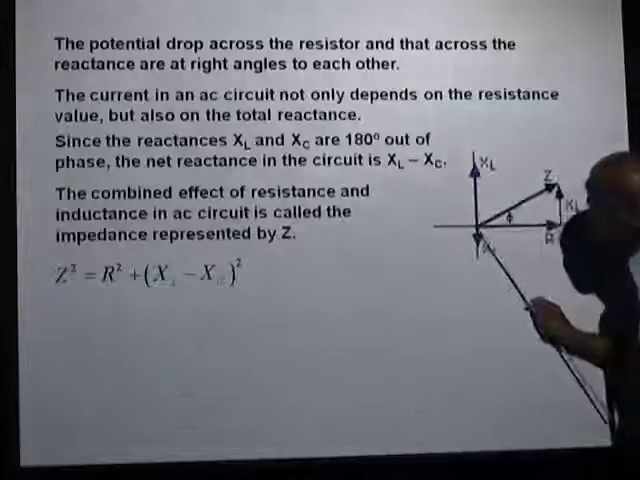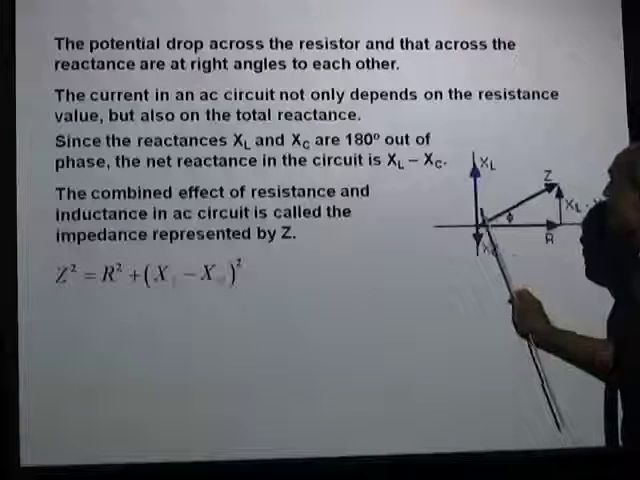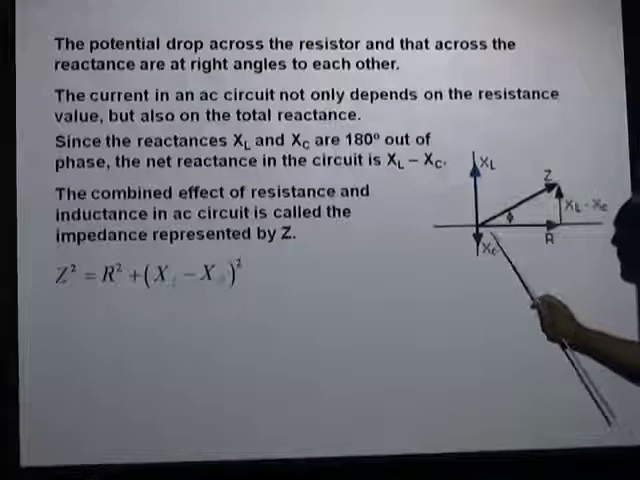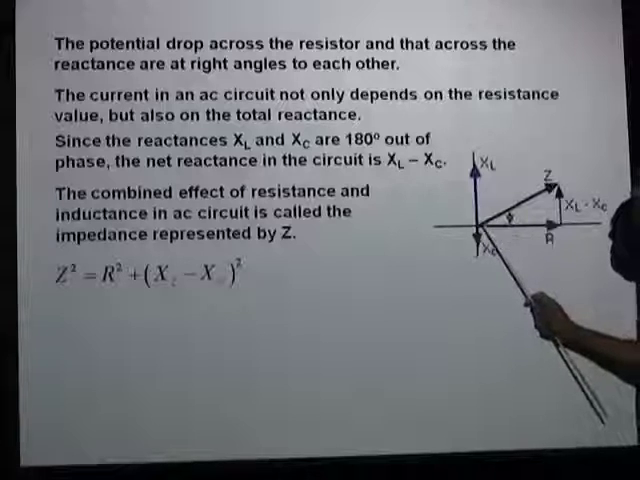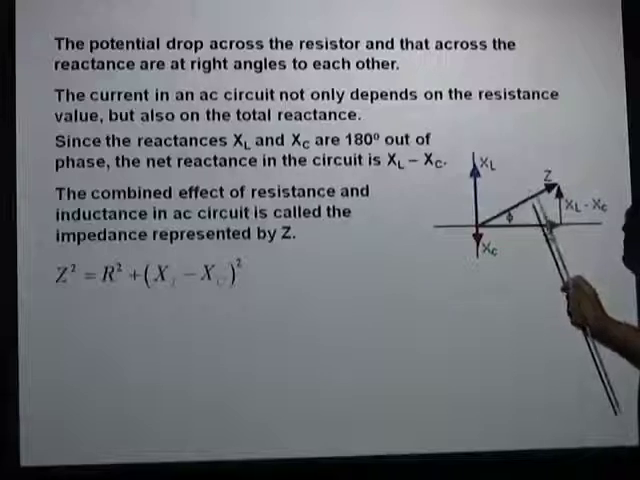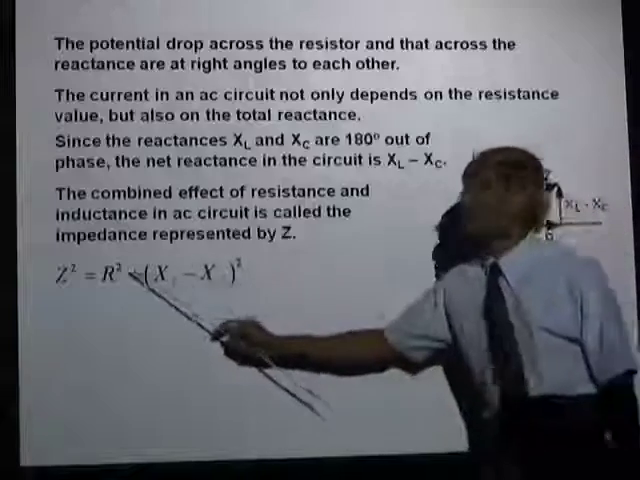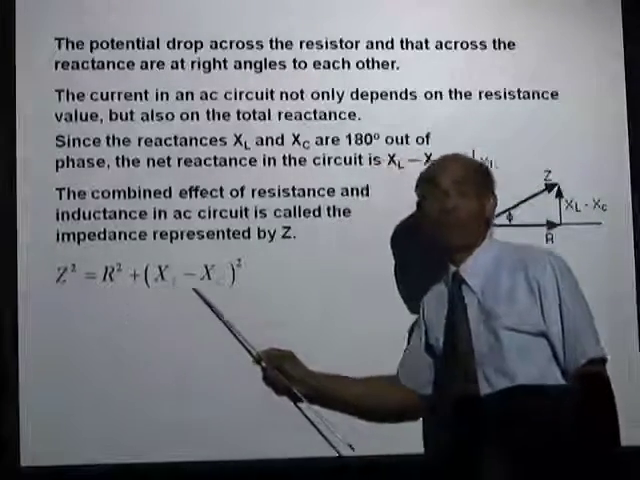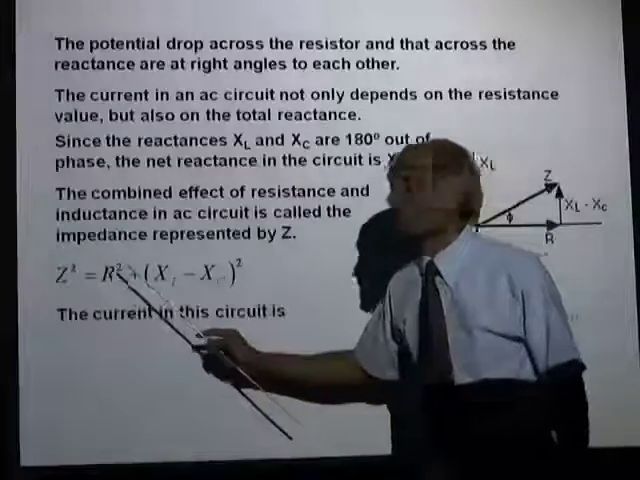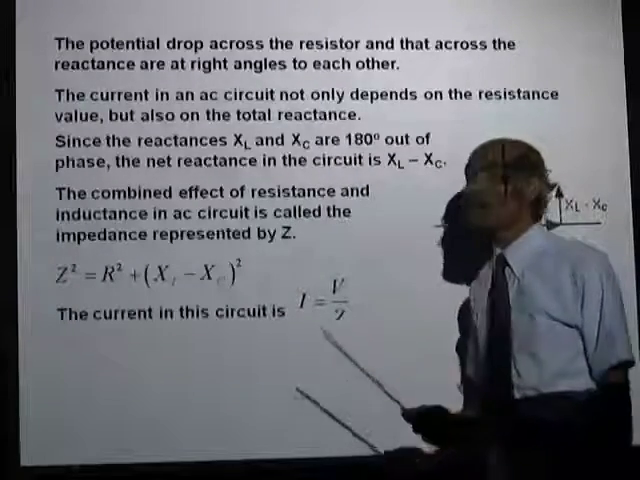And if this is the total impedance, it is due to the net reactance. Look at this, XL minus XC is this vector. R is this vector. Therefore, the total impedance is the third side, which is the Z. So Z squared equal to R squared plus XL minus XC squared. So this is the total impedance for the LCR circuit. And what is the current in the circuit? The current is determined by the impedance. So that will be I equal to V over Z.